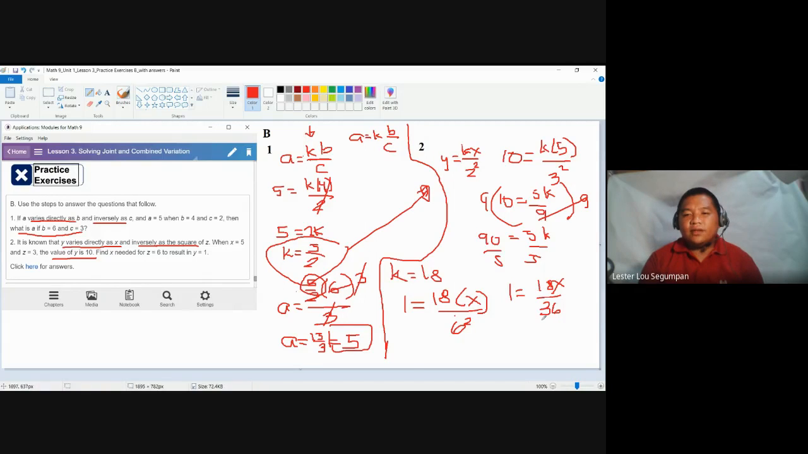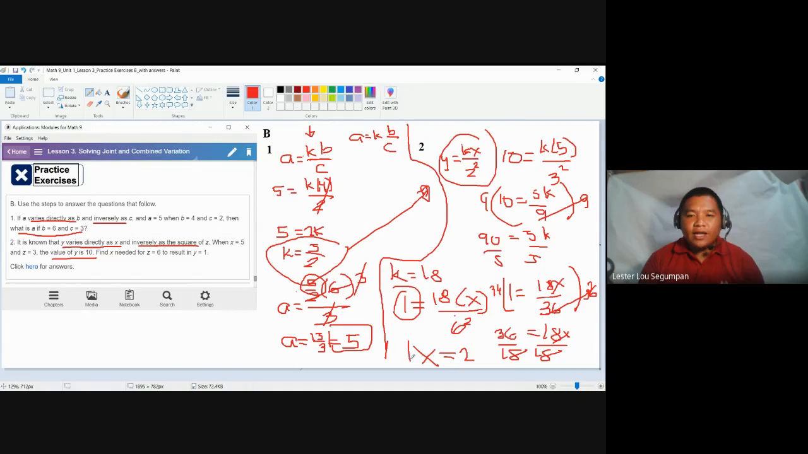If you're not yet convinced, you could just simply answer that immediately. But if you want to, you could do this. 36 equals 18x. Divide by 18 on both sides. X is 2. If you're not yet convinced with 2, let's try to solve using this given equation. K is 18 times 2, 36, divided by 6 squared, 36. So y is equal to 1. So these are the correct answers for number 2 and number 1.